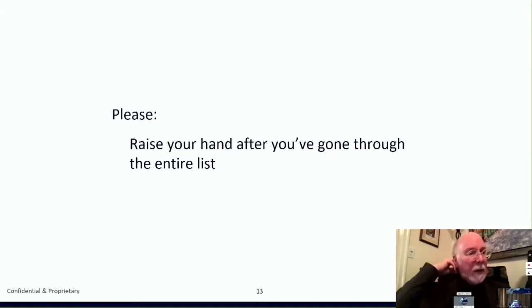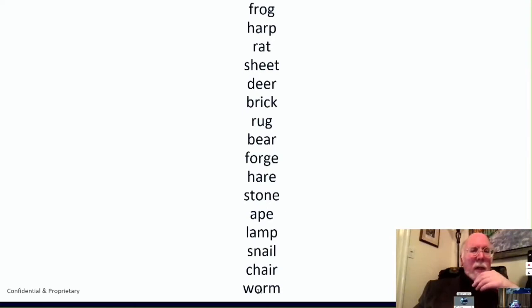Next slide, please. So here's the list. Let's go through it. Pretend you're the person on the left who's asked to judge meaning, whether it's living or not. So frog, is that a living thing? Yes, it's a kind of animal. Harp, which is a kind of musical instrument, is that a living thing? No. Rat, is that a living thing? Yes. The person on the left goes through to themselves silently classifying each word as to whether it names a living thing or not.